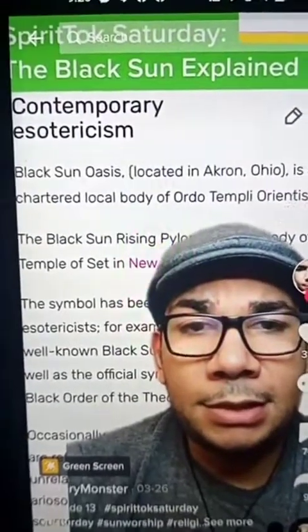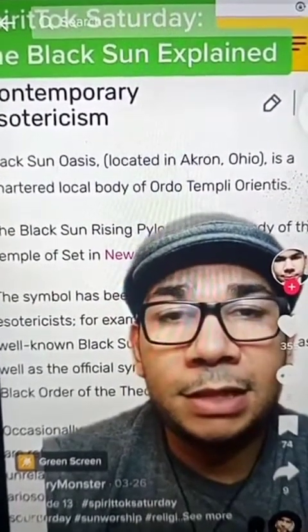Third Reich, neo-Nazis have seized upon the black sun as a means of self-identification.